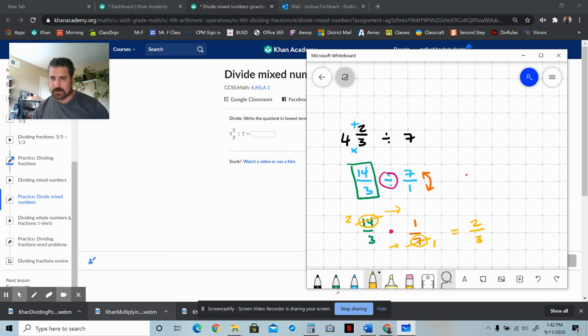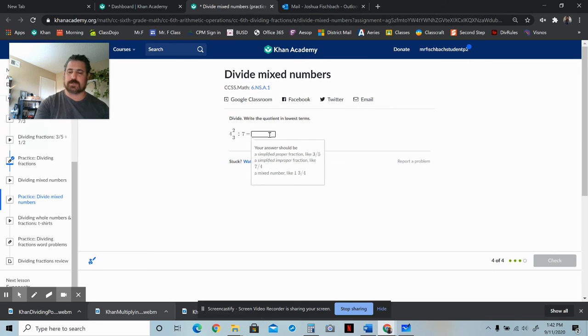So this is ultimately the same as 2/3, right? So this is positive 2/3. So we're going to go over here and we'll put 2/3, and then we are done.